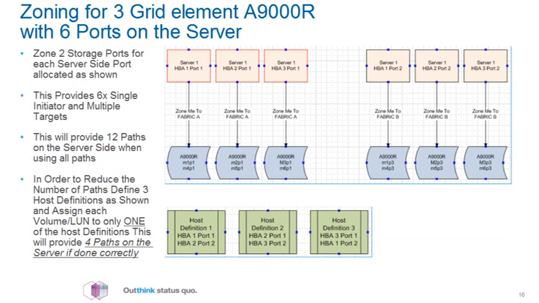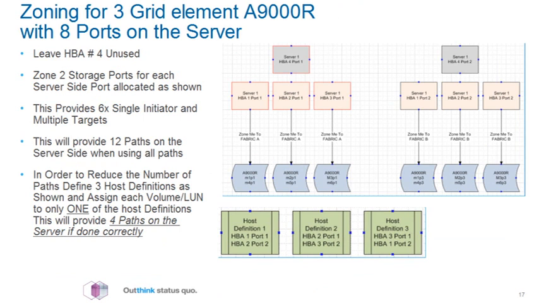Slide 17 is zoning for the 3-grid element A9000R with 6 ports on the server side. So again, the diagram here hopefully makes this very straightforward. The change here is that we're using 3 host definitions instead of 2. That's done so we can balance the port assignments between the fabric. So every host definition has a port in one fabric, and it also reduces the number of paths that you see on the server side. This will reduce it down to 4 paths on the server if you do this correctly. If you don't, you'll end up with 12 paths.